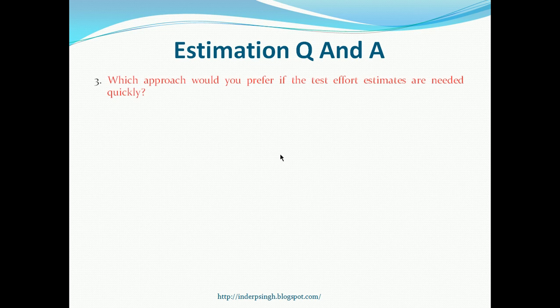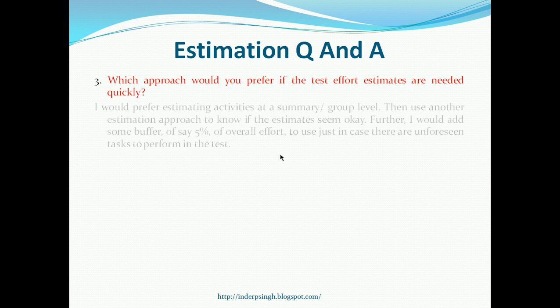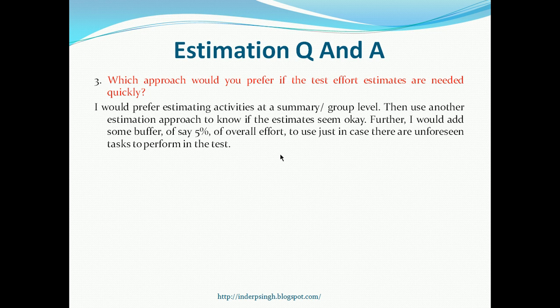The next question is, which approach would you prefer if the test effort estimates are needed quickly? So if test effort estimates are needed quickly, you can obviously go in for expert judgment, and also you can estimate activities at a summary or group level. Because it is a quick estimate, then buffer is definitely required, so you can add 5% or 10% of buffer to cover any unforeseen activities.